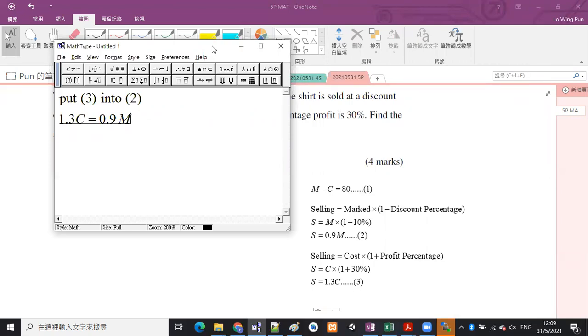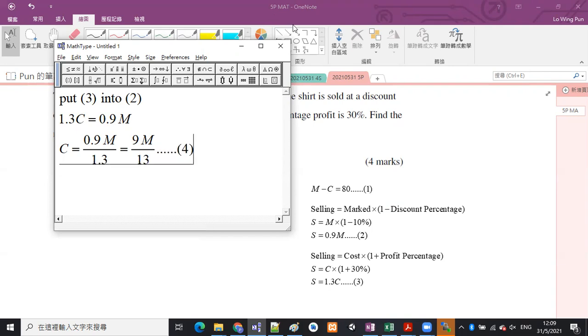Get this? And then, because I want to find the market price, right? Therefore, I need to express the C in terms of M. I want to express every other thing in terms of M, okay? So when C becomes the subject, C is equal to 0.9 M over 1.3, okay? Or when we simplify the fraction, it is 9 M over 13. Let's call this equation 4. Is that okay?